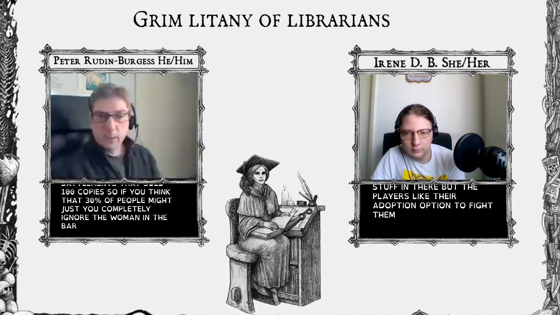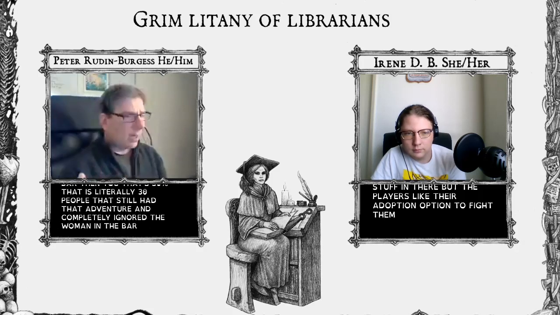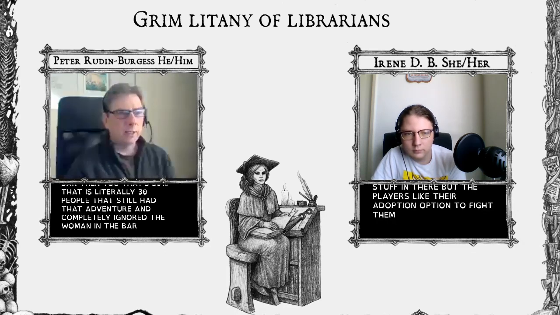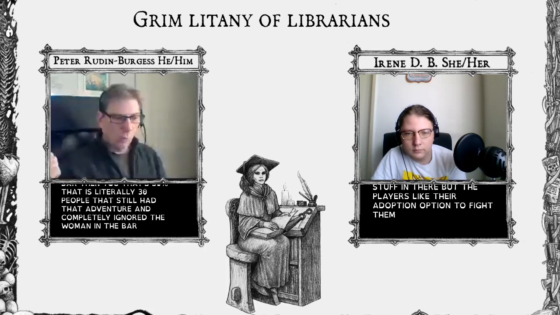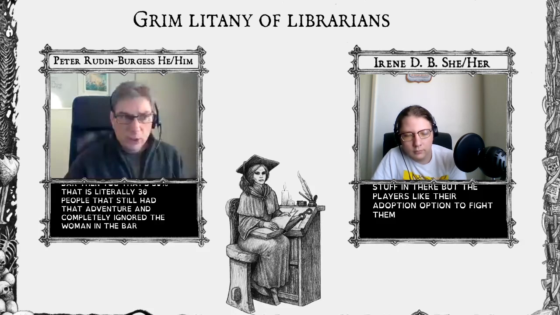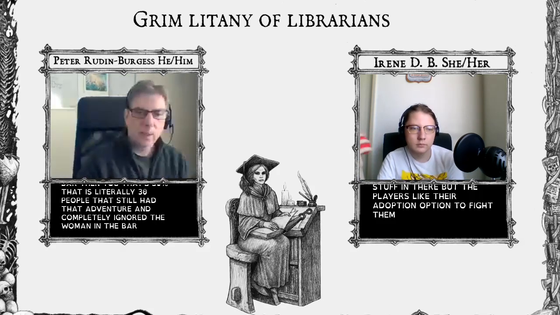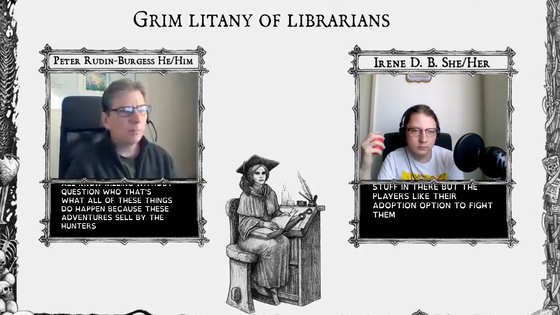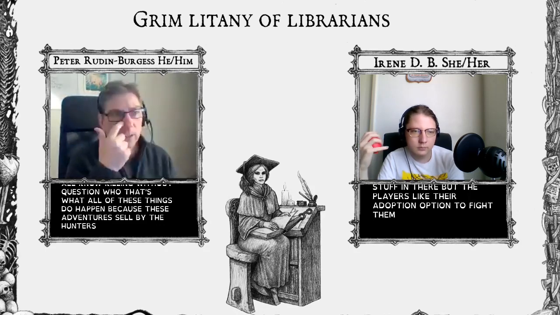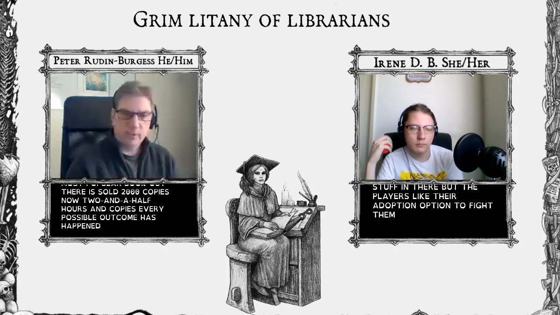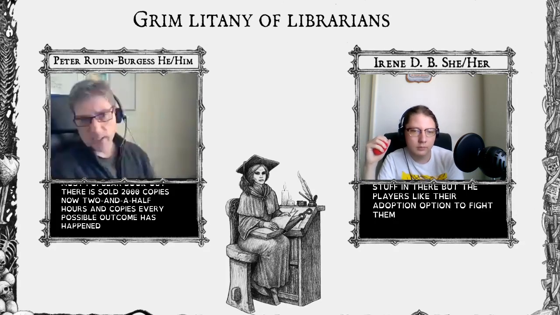If 10% of people manage to completely avoid the guy out in the dark and/or kill him without question, all of these things do happen, because these adventures sell by the 100. I think my most popular book I put out there has sold 2,000, 2,500 copies now. Every possible outcome has happened, and I couldn't write every single possible outcome. The game master has had to improvise something.